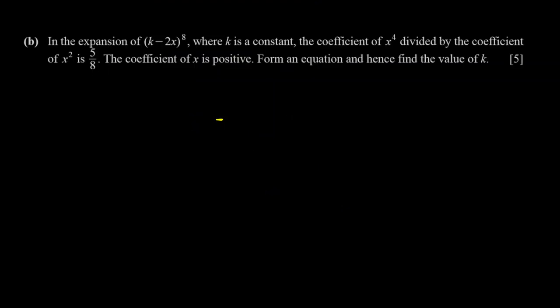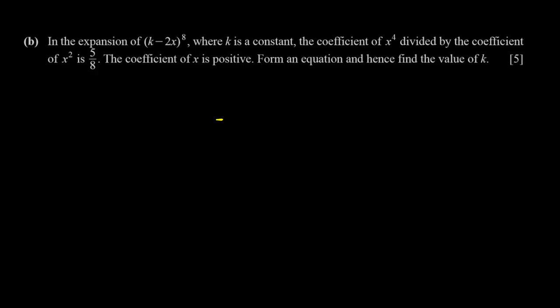Okay, guys, here we are in part B of this question. In the expansion of k minus 2x to the power 8, where k is a constant, the coefficient of x to the 4 divided by the coefficient of x squared is 5 upon 8. The coefficient of x is positive. Form an equation, hence find the value of k.